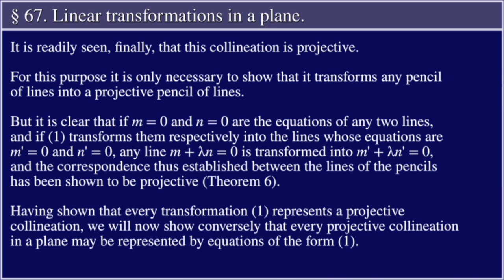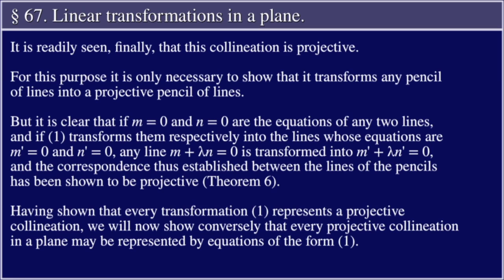For this purpose, it is only necessary to show that it transforms any pencil of lines into a projective pencil of lines. But it is clear that if m equals 0 and n equals 0 are the equations of any two lines, and if 1 transforms them respectively into the lines whose equations are m' equals 0 and n' equals 0, any line m plus lambda n equals 0 is transformed into m' plus lambda n' equals 0, and the correspondence thus established between the lines of the pencils has been shown to be projective.